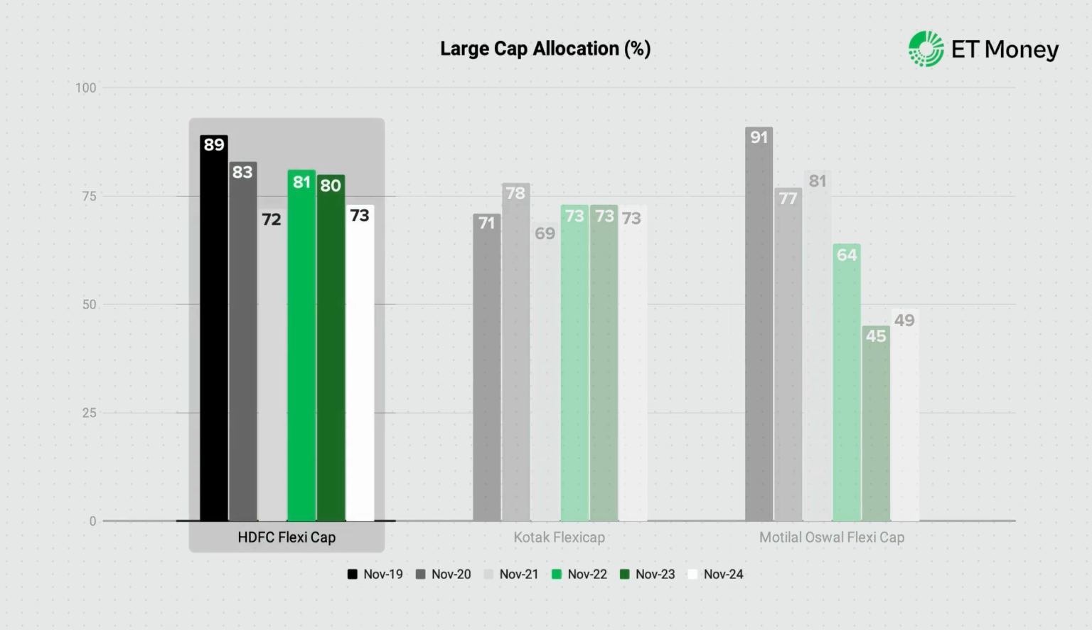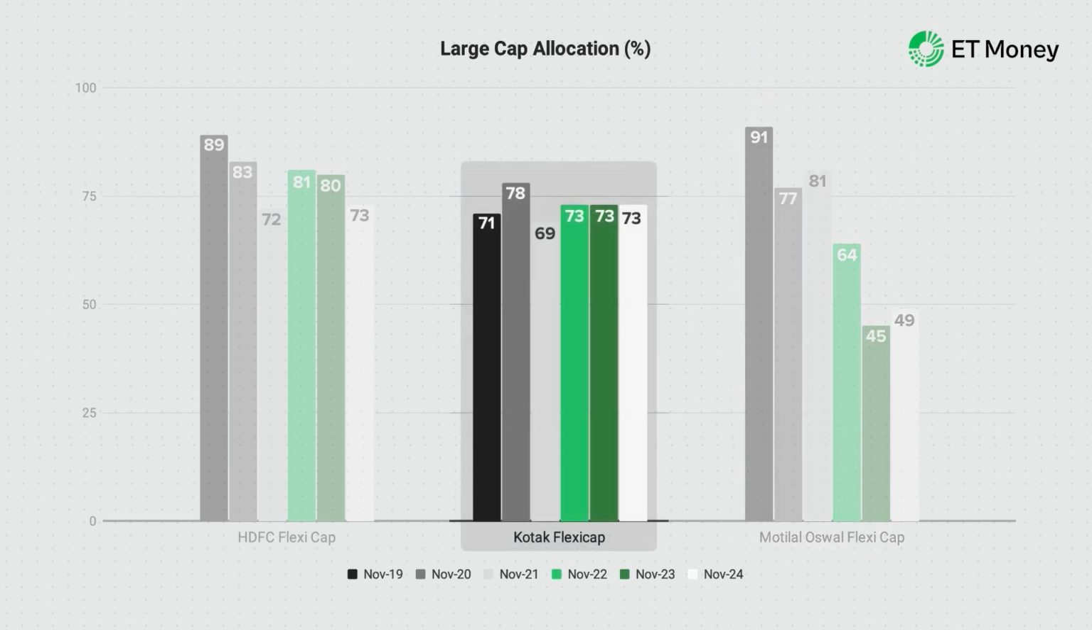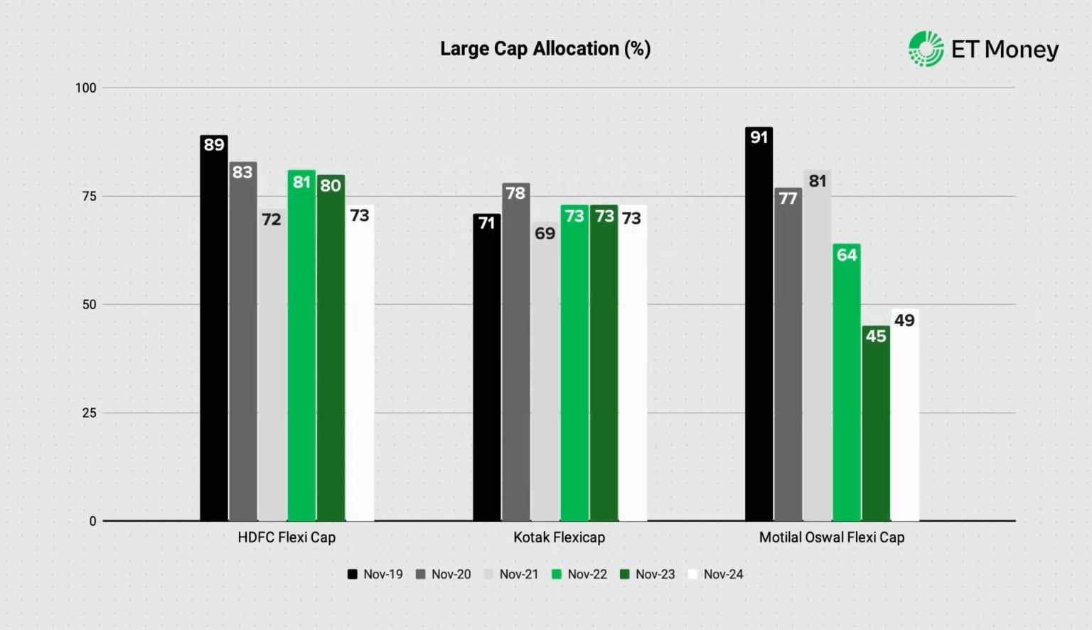HDFC Flexi Cap has reduced its allocation from 89% in 2019 to 72% in 2021. The fund manager increased large cap exposure in 2022 and 2023. But in 2024, the allocation to large caps again fell to 73% of the overall portfolio. Now, Motilal Flexi Cap's allocation has reduced drastically from 91% in November 2019 to 49% in 2024. On the other hand, Kotak Flexi Cap's large cap allocation has been range bound. It has ranged between 69% and 78%. These funds invested the rest of their assets to mid and small cap stocks.